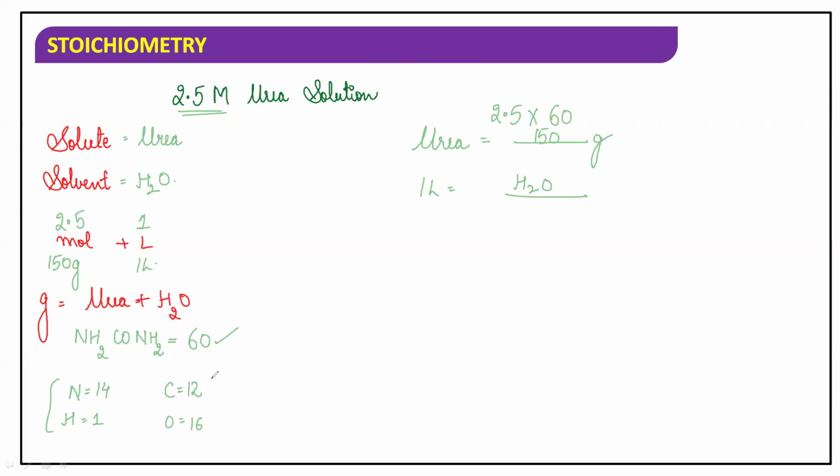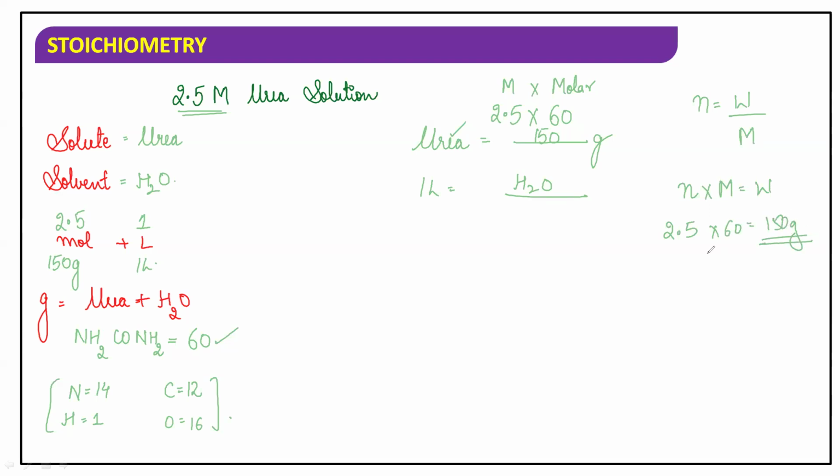We have done it by calculating all the molar masses. And how to calculate the mass of urea? That is molarity multiplied by molar mass, because the formula is moles is equal to given mass upon molar mass. So moles multiplied by molar mass will give you the given mass. So it is 2.5 multiplied by 60. So it is 150 grams.